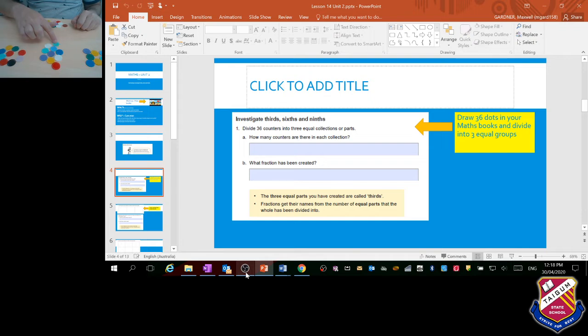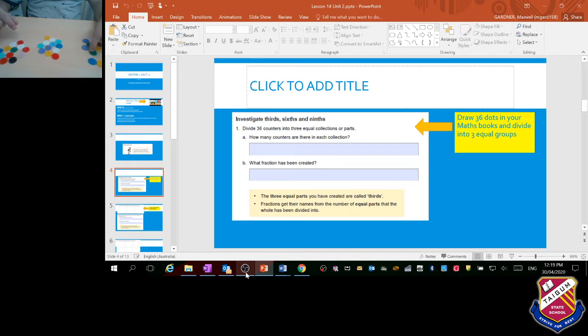Okay, one there, one there, and keep going. Uh-oh. I'll count again. That one's got 12. Okay. So now I've got 3 equal groups. I'm going to count how many are in each group.